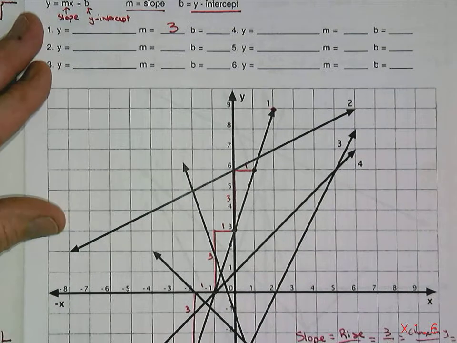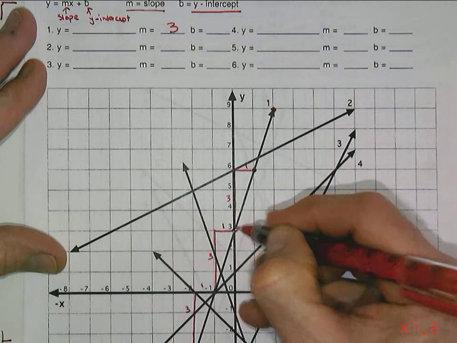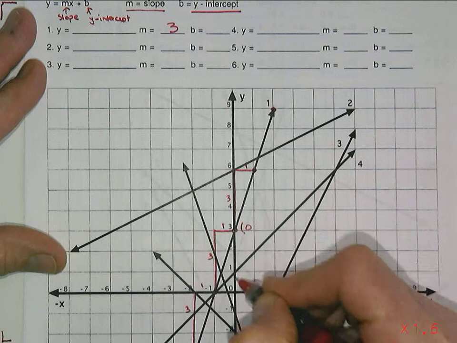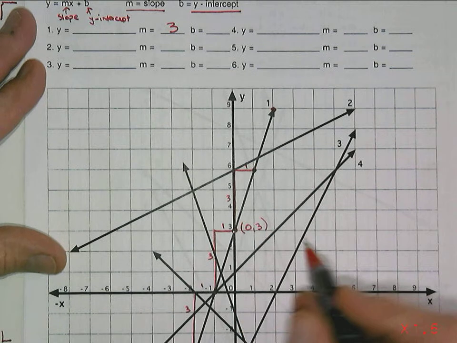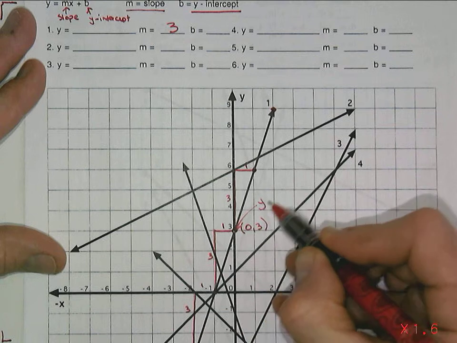And then the next thing we want is what's called the y-intercept. And that's the place where this line crosses the y-axis. There's actually a point here, 0, 3. So this is a point called the y-intercept.